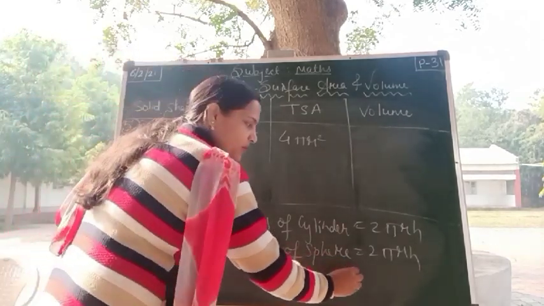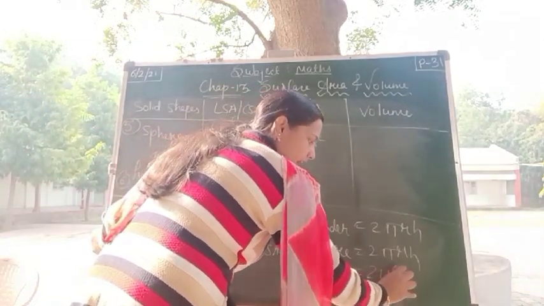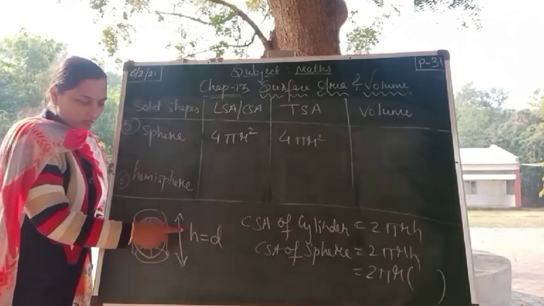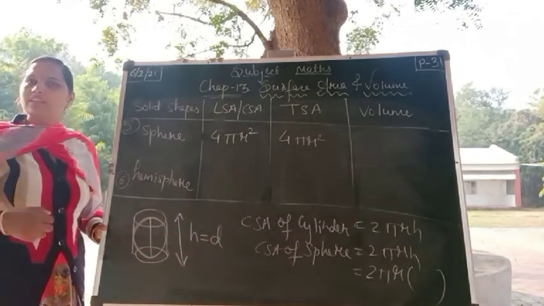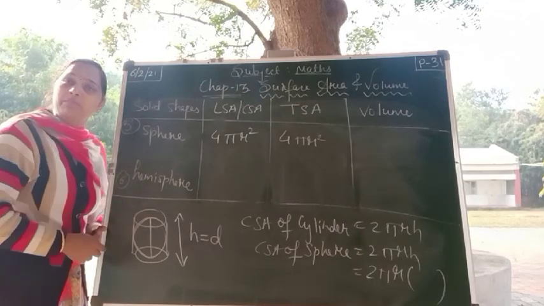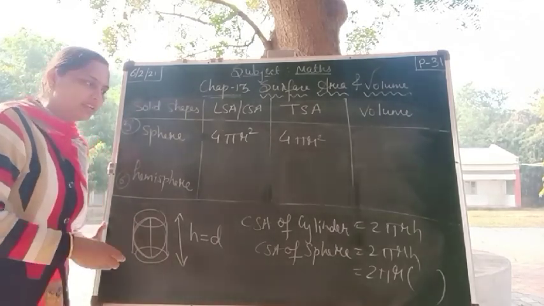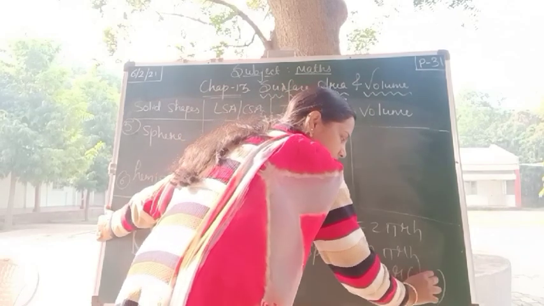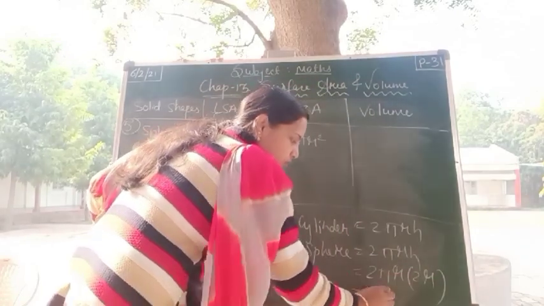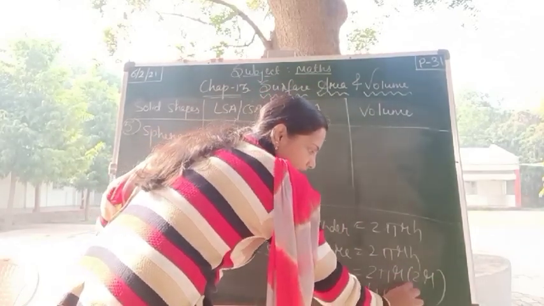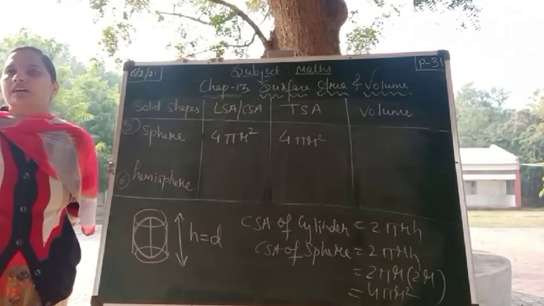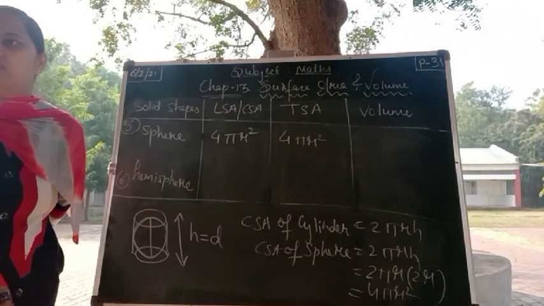Okay. Now 2 pi r. But what is the h? r plus r, d. h is equal to diameter, right? But diameter is 2r. Correct? Can I say h is equal to diameter and diameter is 2r? So it will be 2 into 2, 4 pi r square. 4 pi r square is the curved surface area of sphere.